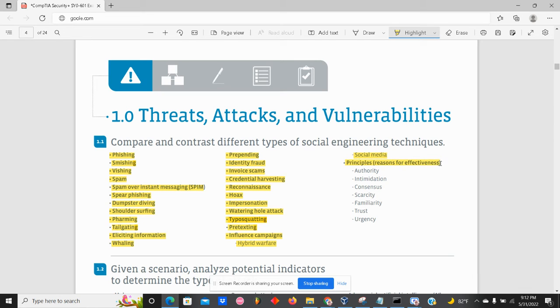The principles of social engineering: authority uses making themselves seem like they know more than you. They could be an IT individual, throwing you off by using a lot of very special technology words that you do not understand. Intimidation is trying to make you feel guilty about something if you do not provide certain information.